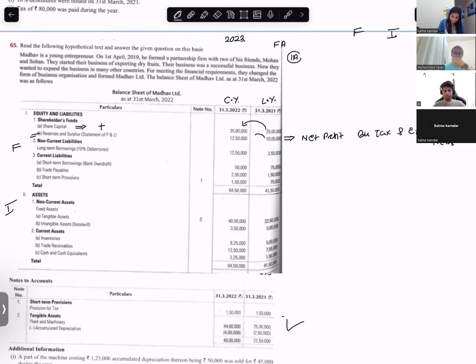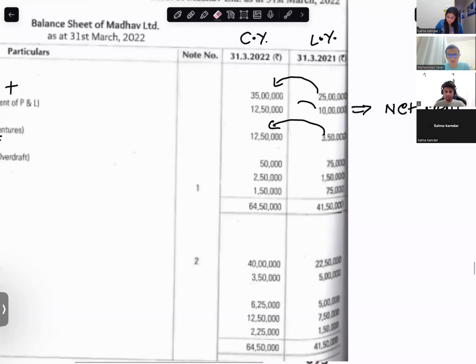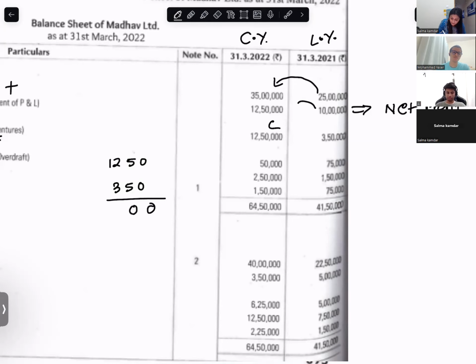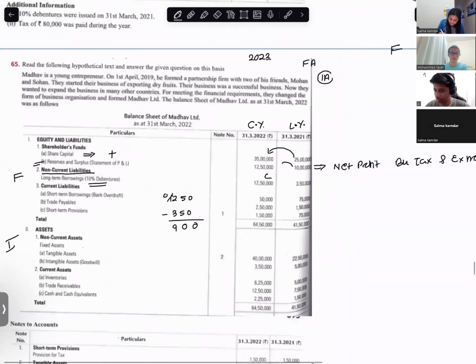Non-current liability, 10% debenture. What is happening? It is increasing. By how much? It is 1250 now, and it was 350 before. So it is increasing by 9 lakh, right? Which activity? Financing activity.